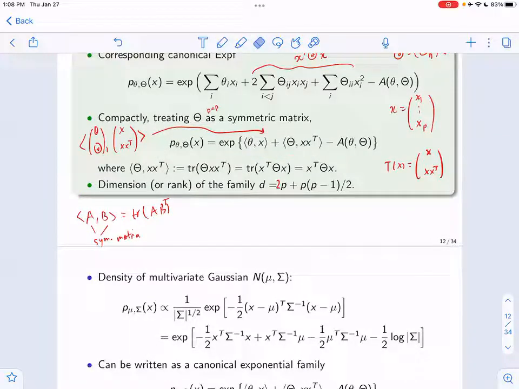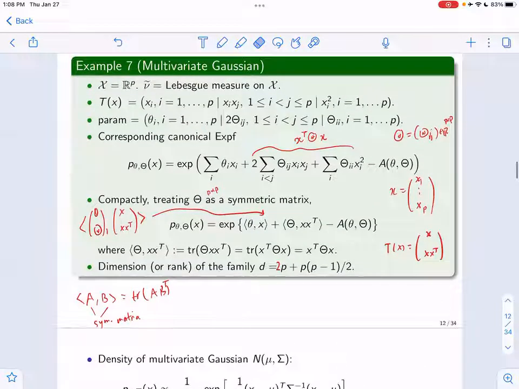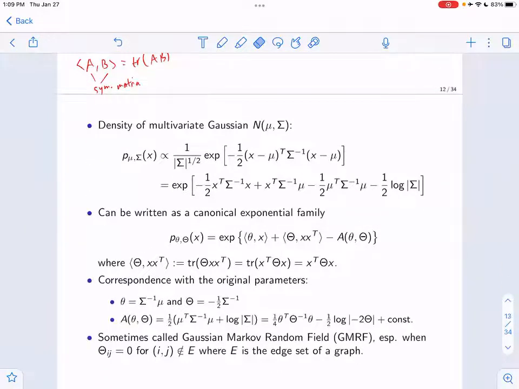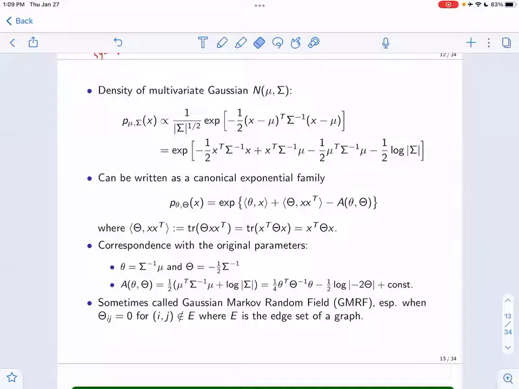Okay, so this is a d-dimensional, 2p plus p times p minus 1 over 2 dimensional, exponential family. It turns out to be just a multivariate Gaussian. So if you compare with the multivariate Gaussian density, you expand and you compare.